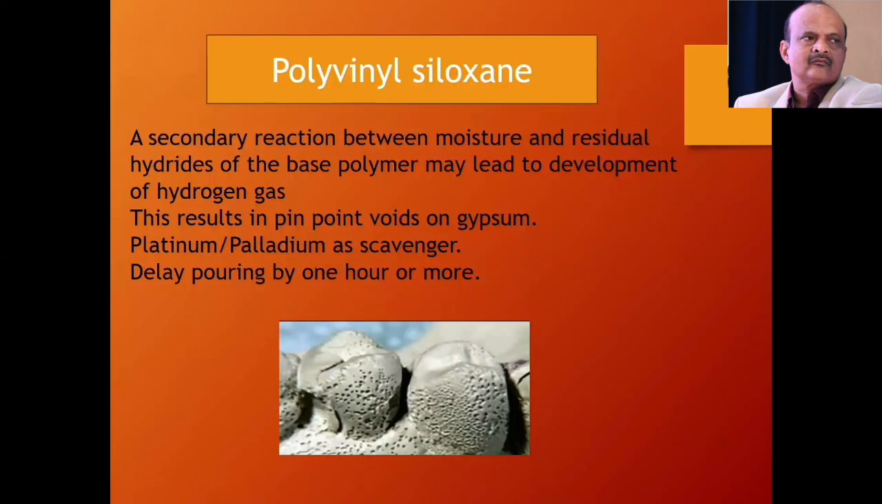Polyvinyl siloxane has no chemical byproduct, but nonetheless a secondary reaction between the moisture and residual hydrides of the base polymer may lead to development of hydrogen gas. This hydrogen gas, when poured immediately, may lead to pinpoint voids on the gypsum. So that is why platinum or palladium are added as scavengers in most of the present day materials, or delay the pouring by 1 hour or more to avoid this.